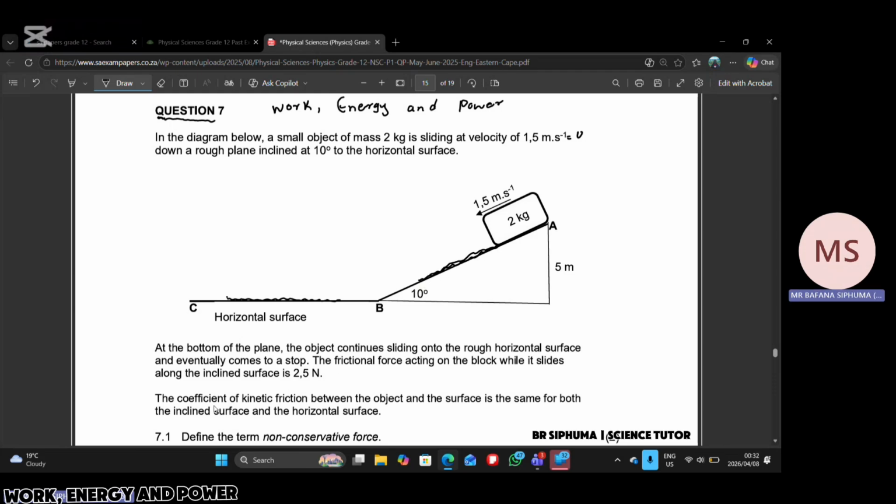All right. Then the coefficient of kinetic friction between the inclined surface and the horizontal surface is different. Because if they didn't tell us about this statement, we are safe to assume that the coefficient of kinetic friction is different, because you know from Newton's law, the coefficient of kinetic friction depends on the type of surface. Right. So let's go to the question. We have 7.1.